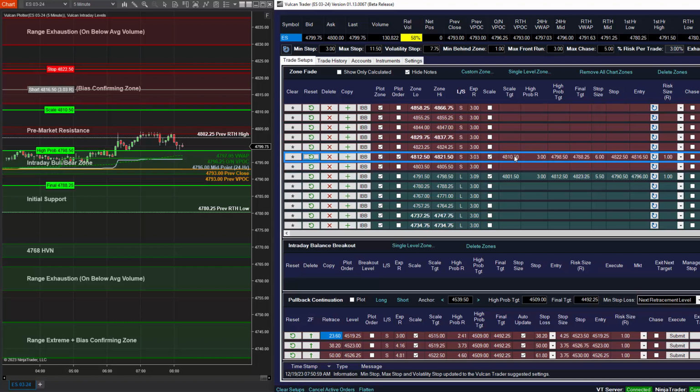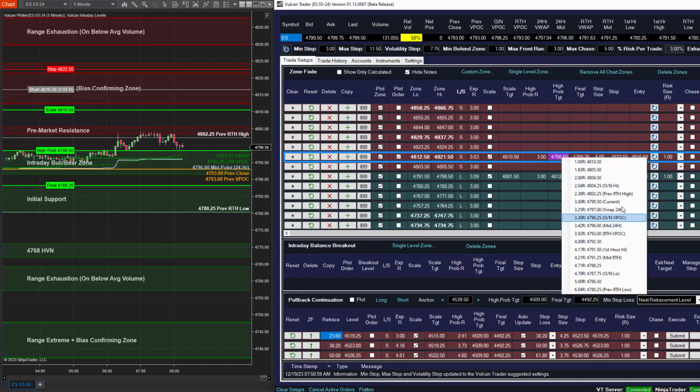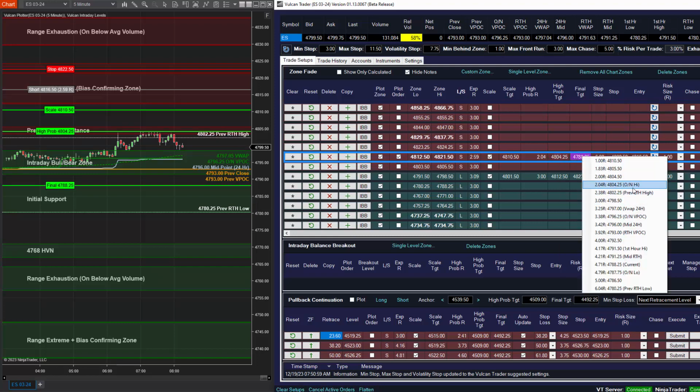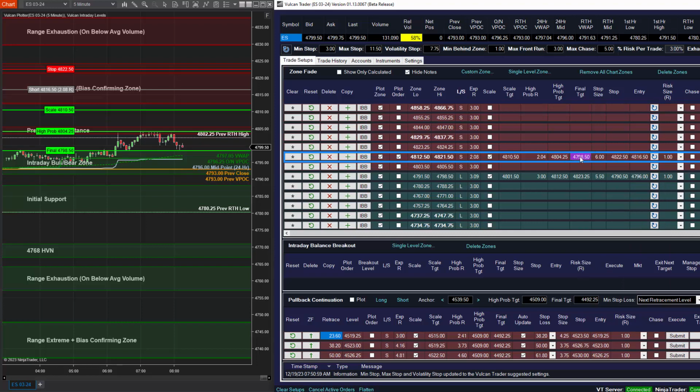Let's take a look at the potential short at the 4812.5 to 21.5 area. If sellers are active at that larger time frame area of resistance, the expectation would be for a move back down towards the broken pre-market resistance zone and perhaps the intraday bull bear. So in this case, we're going to use the overnight high as the high probability target, and we're going to use, in this case, 98.5 as the final. Again, this is also optimistic, but the final target usually is, so that's perfectly fine.